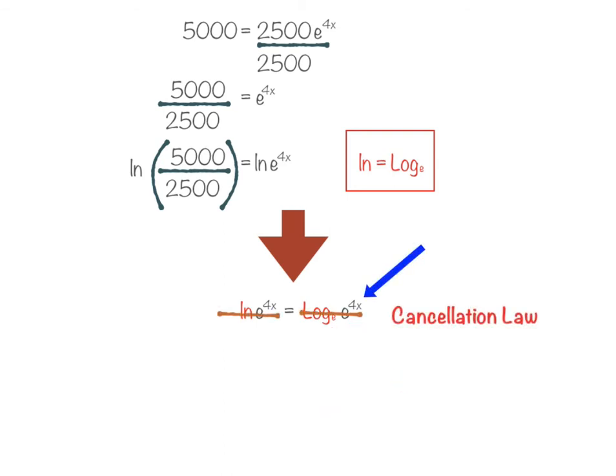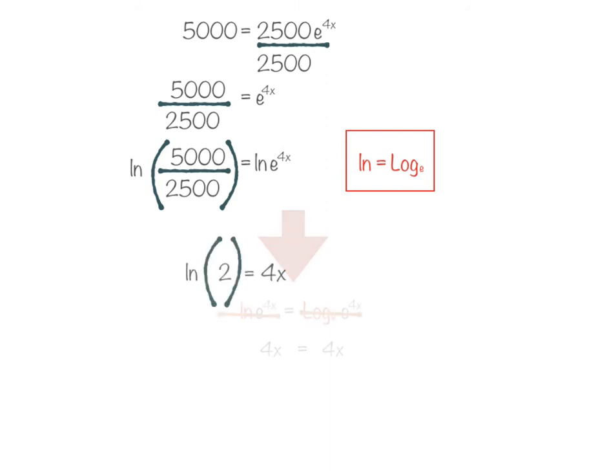So again, keep in mind that natural log, ln, is the same thing as log base e. And since both my base, e, and my term, e, are the same, they will cancel out, leaving me with 4x on both sides. So my natural log and my e will cancel out, leaving me with natural log of 2 on the left side, because 5,000 divided by 2,500 is 2, equals 4x.